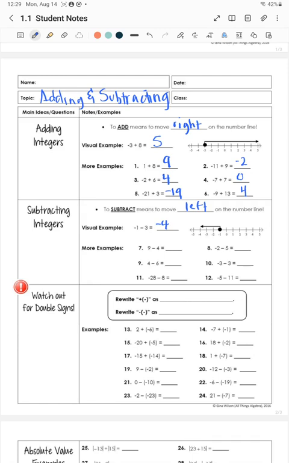So we have 9 minus 4, I'm sorry, it would be 5. It would be 5 because if we started on the number line at 9 and moved over to the left 4 spaces, we would end up at 5. Same thing here: if we started on the number line at positive 4 and we moved over 6, 1, 2, 3, 4, 5, 6, we would end up at negative 2.